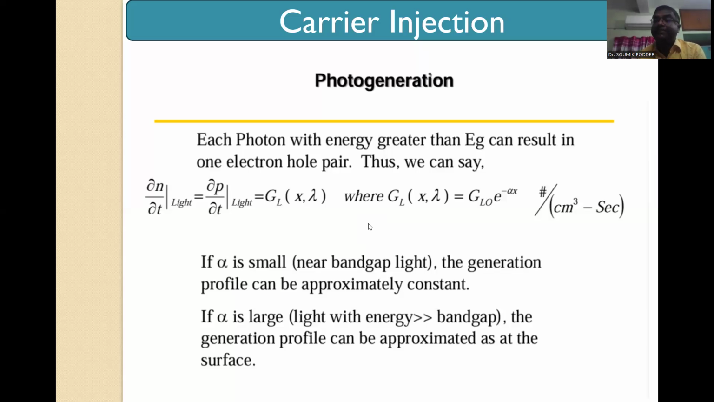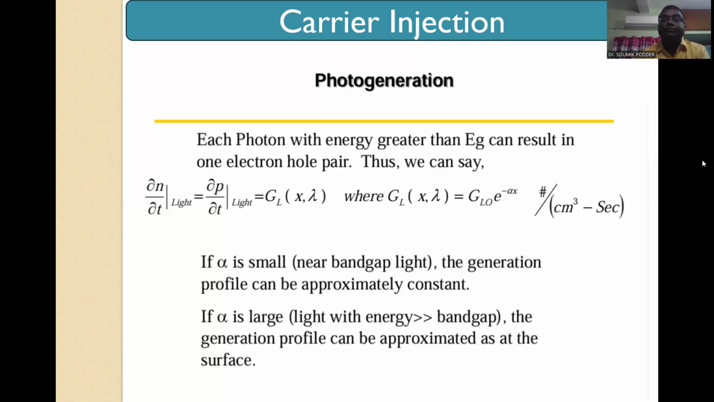X is the penetration depth or the semiconductor material depth, and lambda is the incident photon wavelength. So G(x, lambda) equals G_L0 e to the power minus alpha x. Already we know alpha is basically the absorption coefficient. If alpha is small, the generation profile can be approximately constant. If alpha is large, the generation profile can be approximated at the surface. That means the maximum generation will happen at the surface, but inside the semiconductor there is no generation.